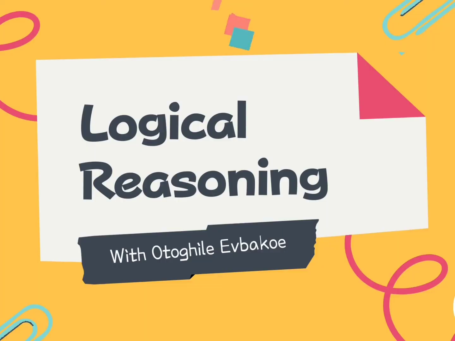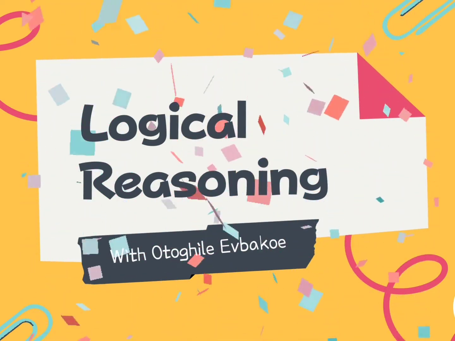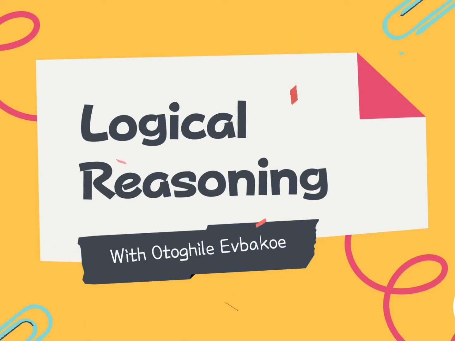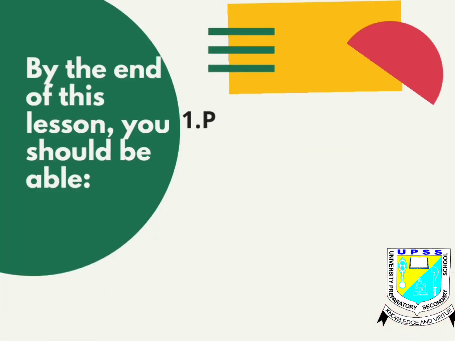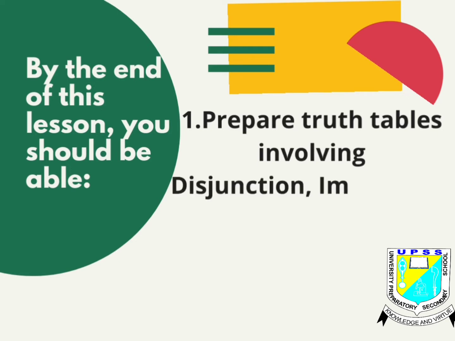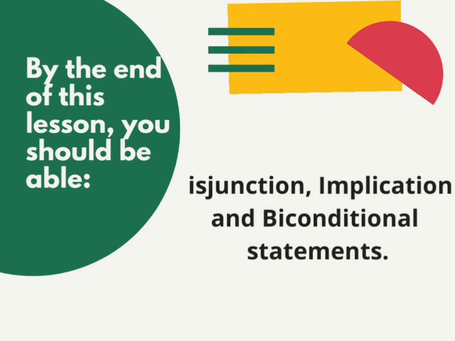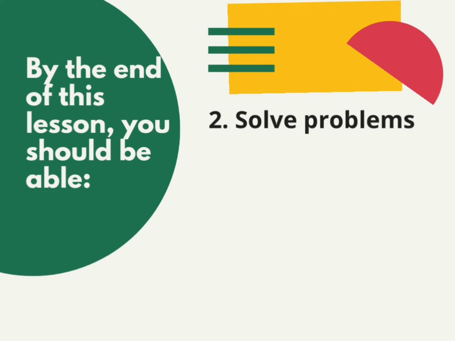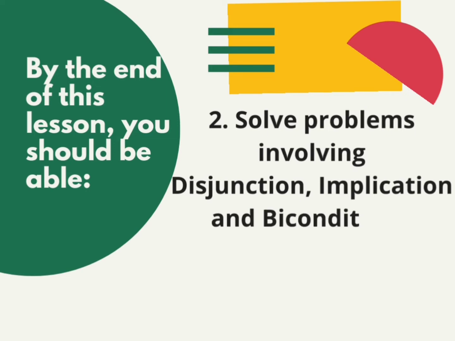In this class, I will be teaching you the topic logical reasoning, the concluding part of my lecture series. Recall in the last class, I taught you negation and conjunction. In this class, I will be teaching you the remaining logical operators. By the end of this lesson, you should be able to prepare truth tables involving the logical operators disjunction, implication, and biconditional statements. You should also be able to solve problems involving disjunction, conditional statements, and biconditional statements.